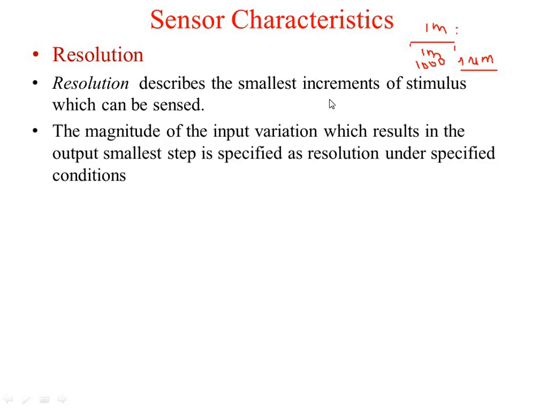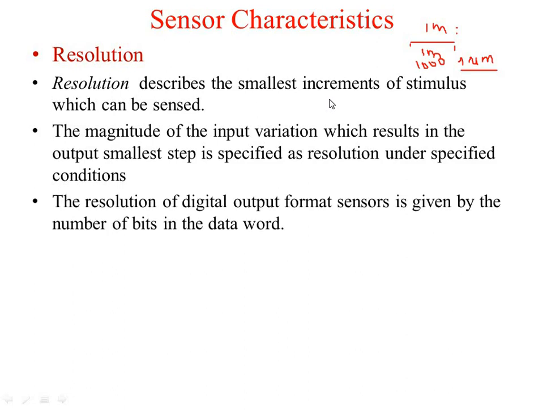The magnitude of the input variation which results in the smallest step in the output is specified by the resolution under the specified condition. So what is the smallest increment I can go, which will produce the smallest step at the output also? If I am able to sense this smallest change and my output is changing, then I will say that it is the resolution of my sensor.